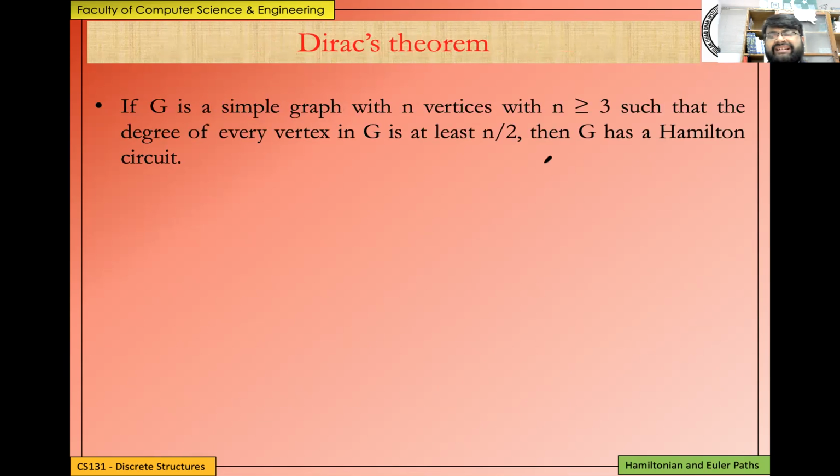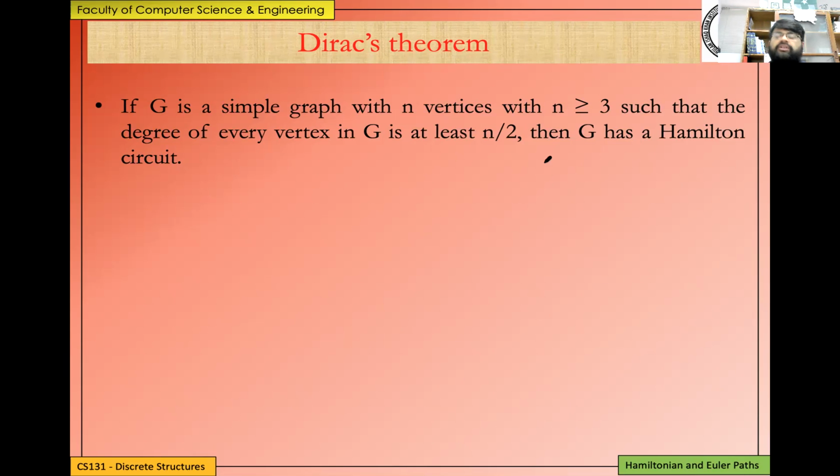So let's talk about Dirac's theorem. Dirac's theorem simply states that if G is a simple graph with n vertices, with n greater than or equal to 3, such that the degree of every vertex in G is at least n/2, then G has a Hamilton circuit. So the degree of each vertex has to be at least n/2. If you have a graph with 10 vertices and the degree of each vertex is at least 5 or more, then G has a Hamilton circuit.